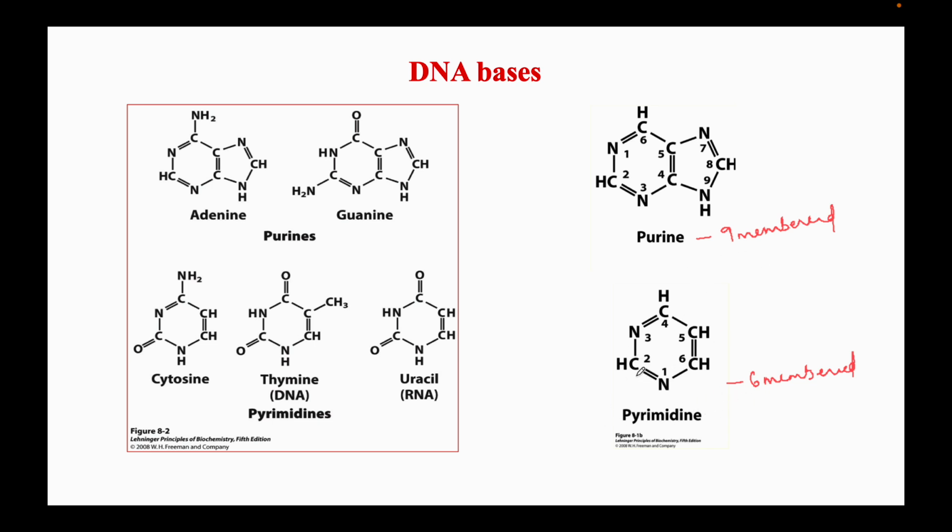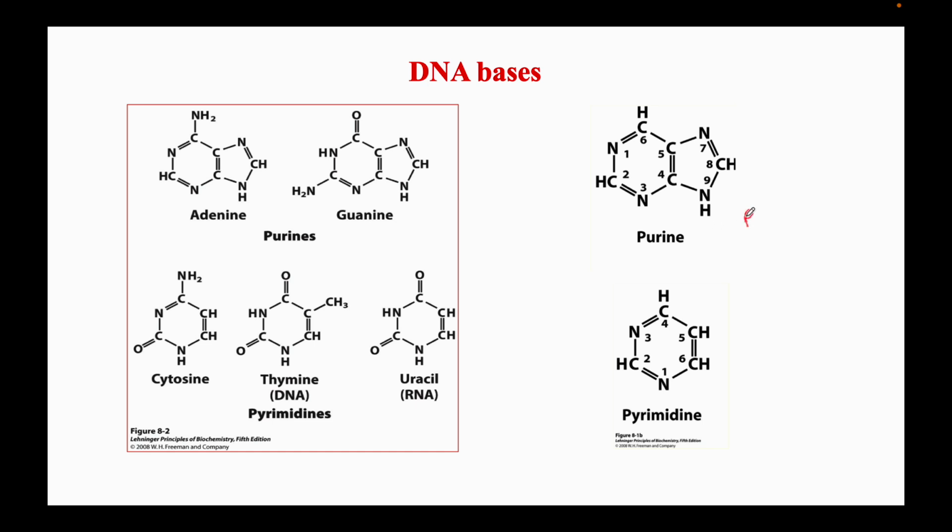Purines are of two types, adenine and guanine. And in pyrimidine we have cytosine and thymine in DNA, and in RNA in place of thymine there is uracil. Very basic.